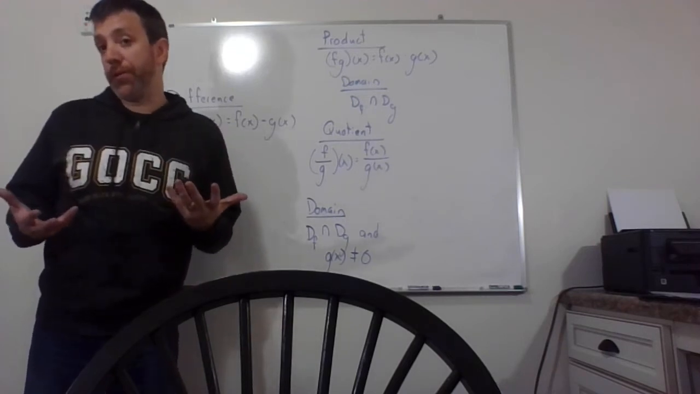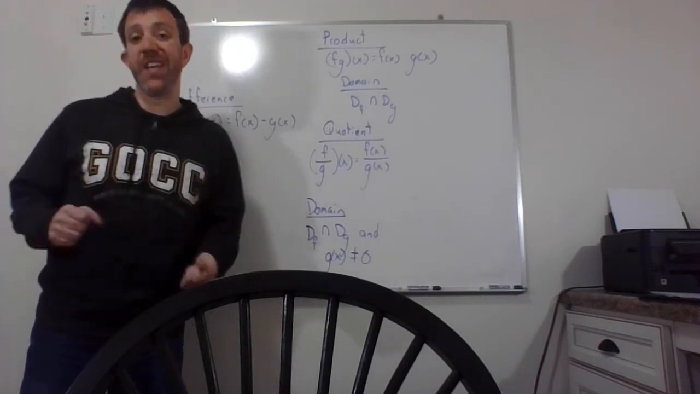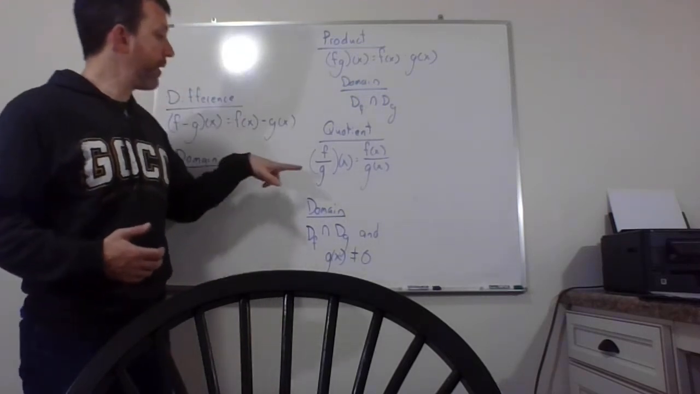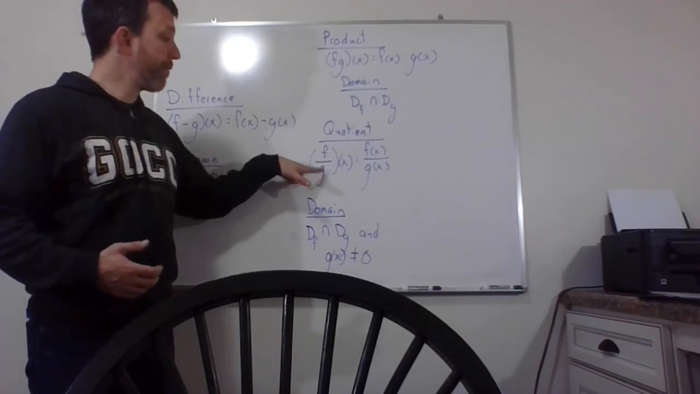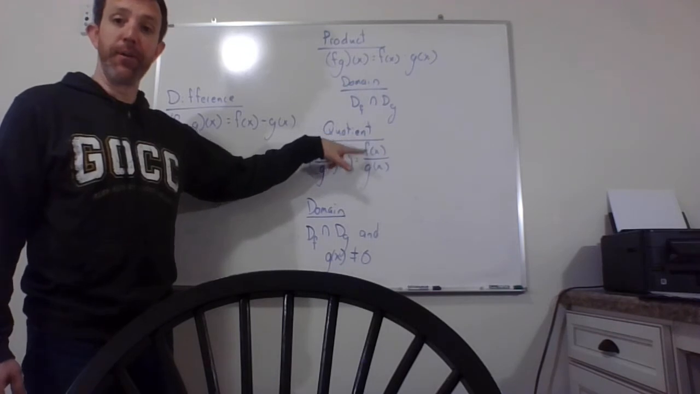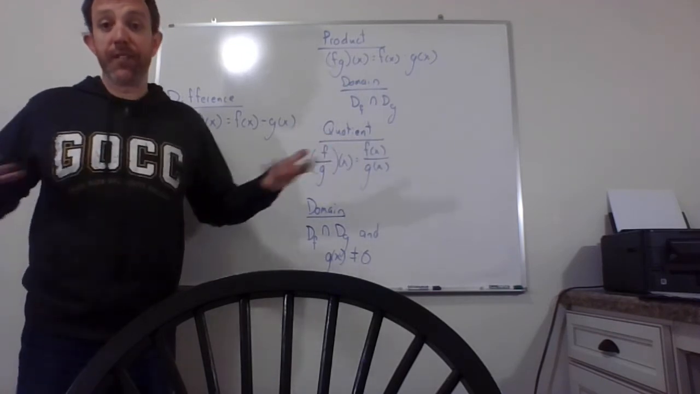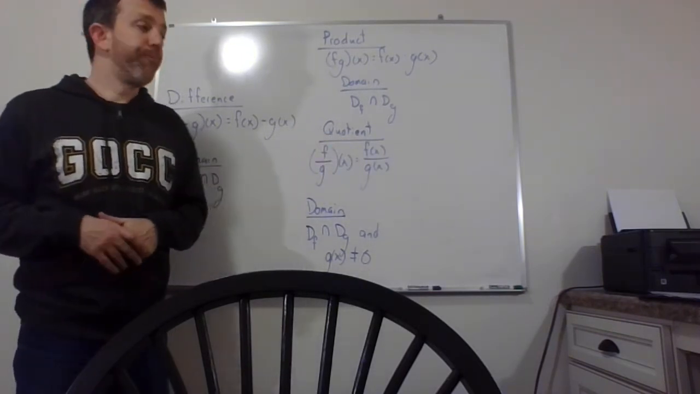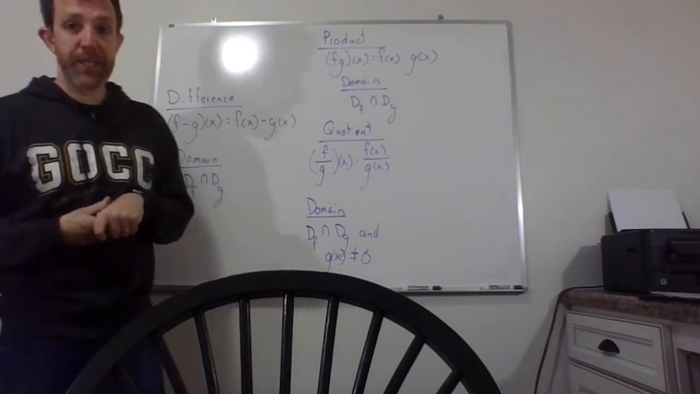We could do it with numbers. We could take a number and plug it in. We could say, hey, find f over g of 2. And then you would just need to find f of 2 for the top, g of 2 for the bottom, and the answer would just be a number then. So anyway, those are your basic algebra functions.